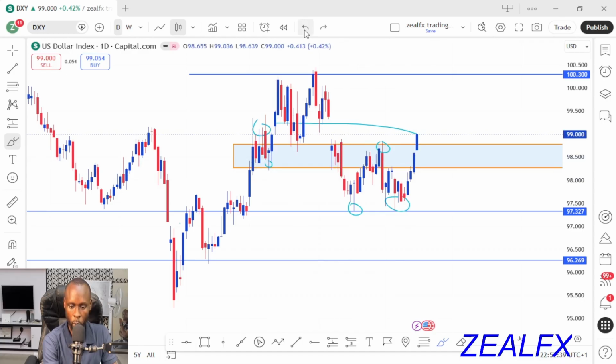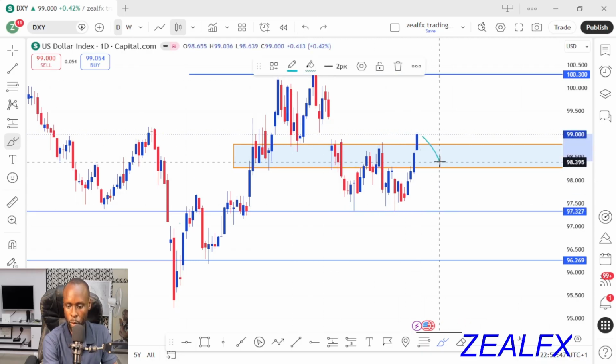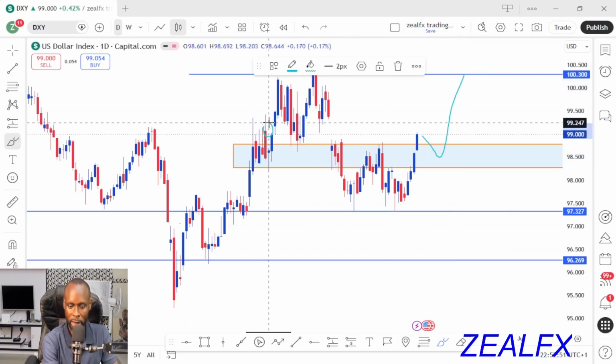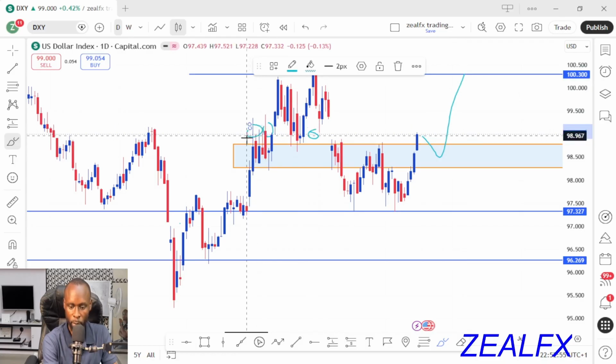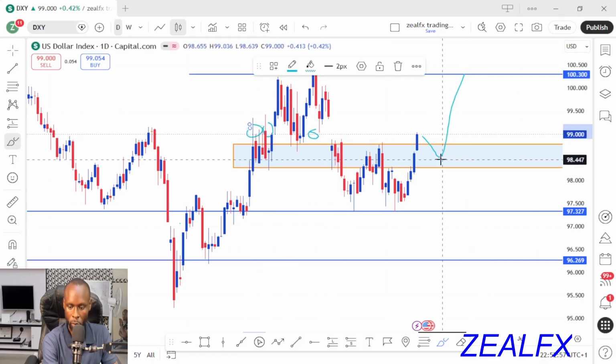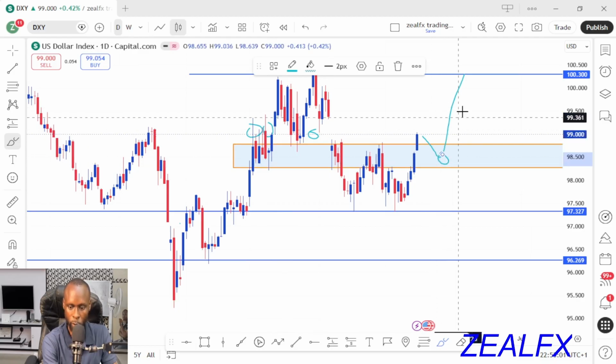So we expect price to come to this support, which is a daily support and also a weekly support. So for us to buy the dollar index now, because we have a reversal trend already building up on the dollar index, we need price to come to this zone, then we can start looking for buy to the top. Buying from this resistance is a trap. Avoid buying from this particular resistance. Wait for price to come to this support, a weekly support and also a daily support, for you to buy the dollar index to the top.